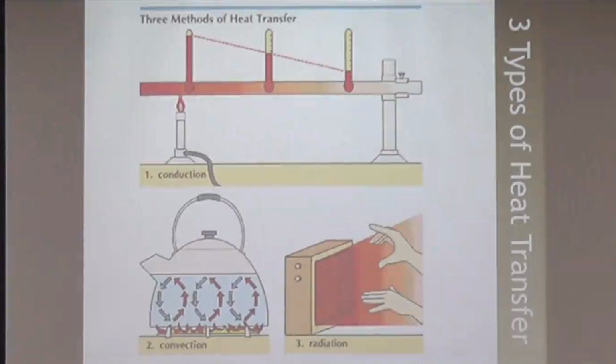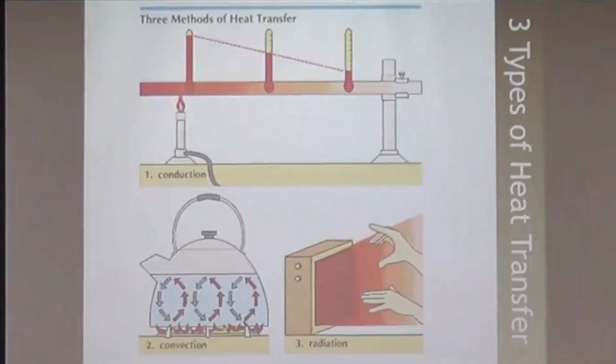First ice cream stick will fall, then the heat will get transferred to the next one, then the third one, and so on and so forth, and the ice cream sticks will start falling. And this is conduction because heat is passed from one particle to other. In convection, when you heat water in a kettle, the water which is at the lower level will get heated and it will move to the higher level.